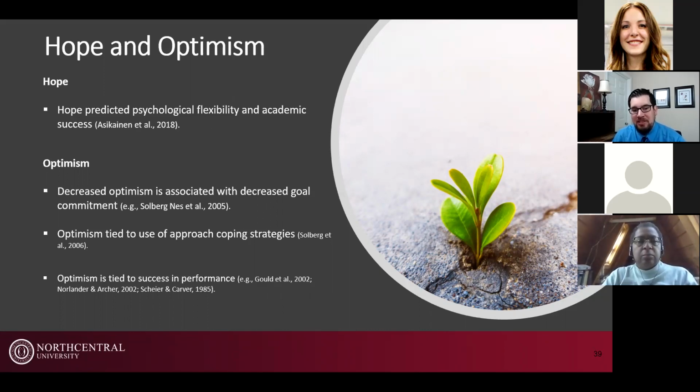Decreased optimism is associated with decreased goal commitment. Optimism is tied to the use of approach coping strategies. Optimism is tied to success and performance. Of course, if we don't have hope, we're not going to be motivated to succeed. If there's no chance of getting a better score or of finishing the dissertation, we become demotivated and eventually we burn out.